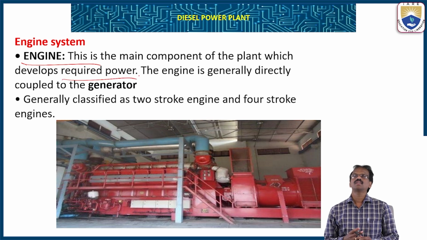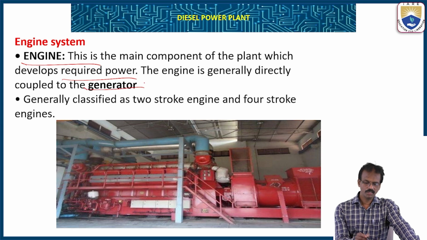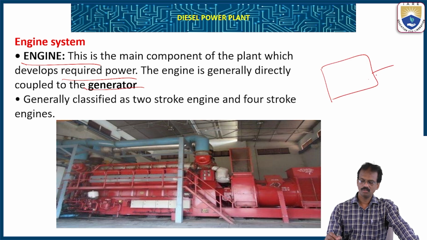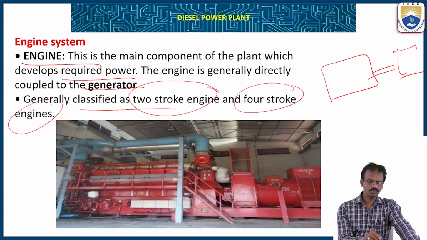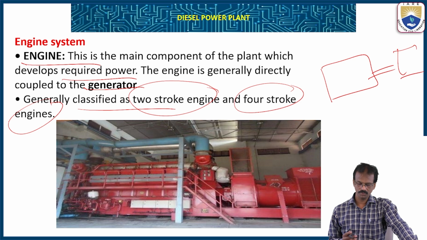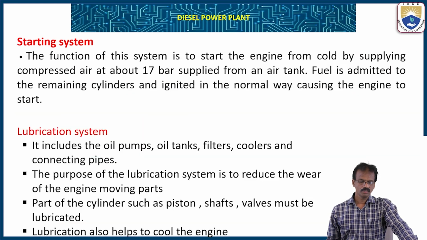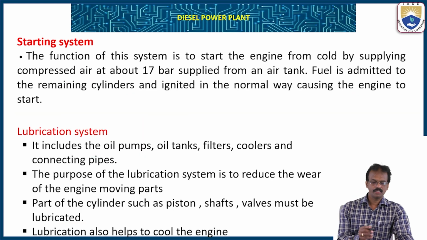The engine is generally directly coupled to the generator. This one, the diesel engine is directly coupled to the generator. Generally, this is classified as either a two-stroke engine or four-stroke engine. These are the types of engines. So next one is the starting system.